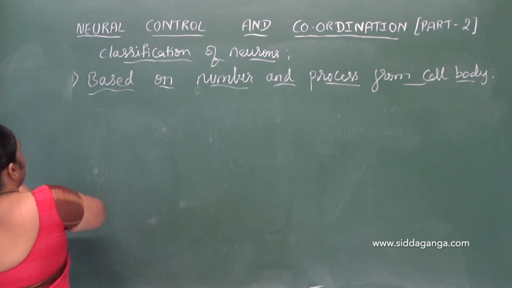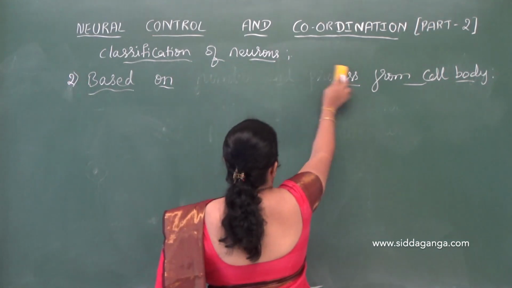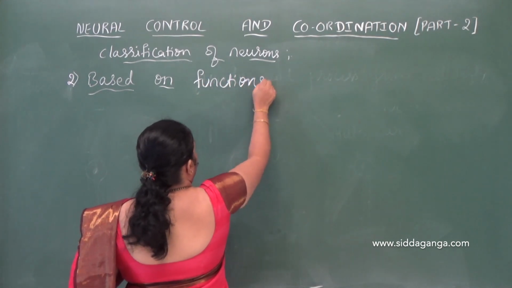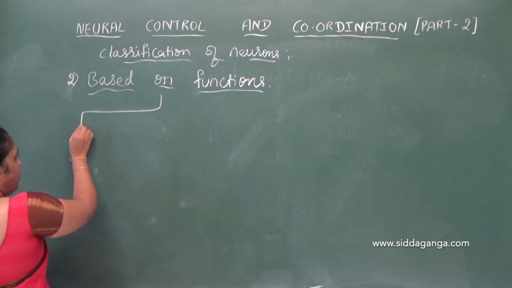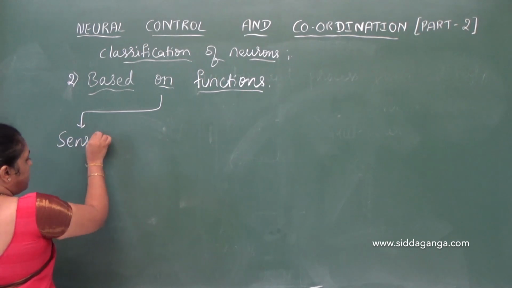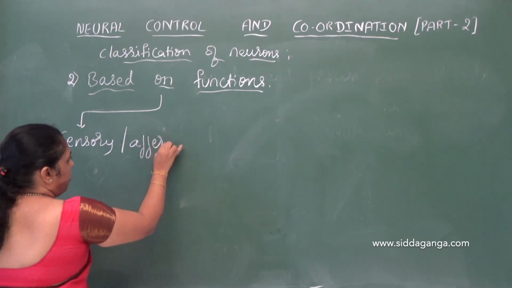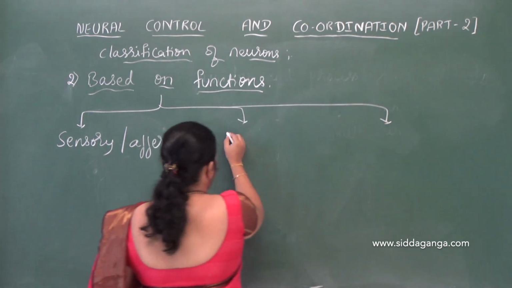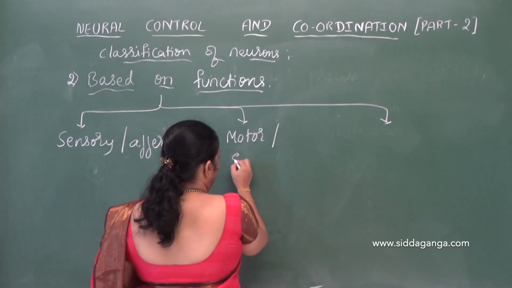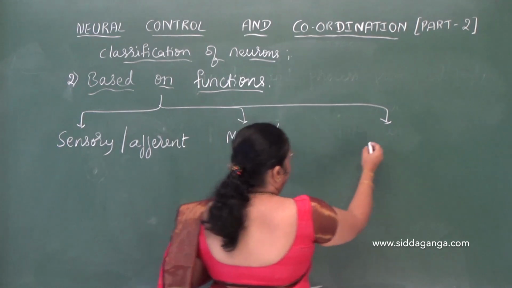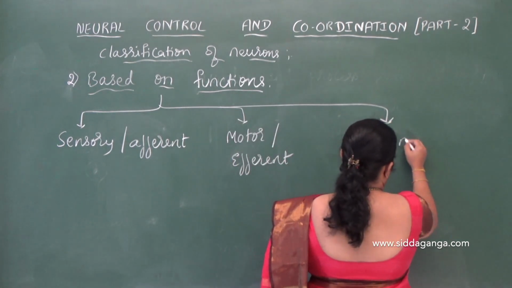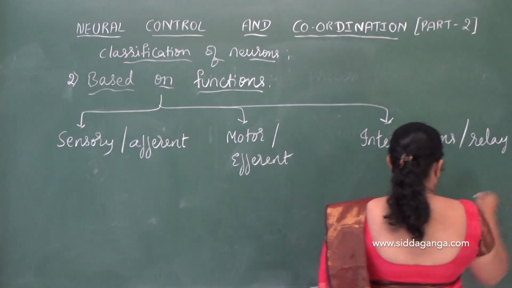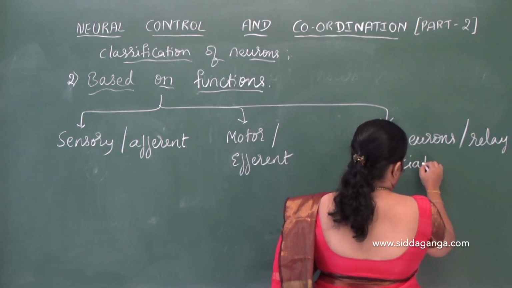Then based on functions, we have again three types of neurons: sensory neurons or afferent neurons, motor neurons or efferent neurons, and the third one is interneurons, or relay neurons, or association neurons.